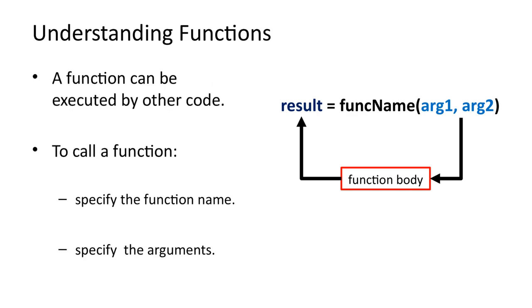In order to execute a function, we need to call it from some other code. When calling a function, we specify its name and the input arguments. The diagrams show that the arguments are processed by the function. The return value is assigned to a variable called result.